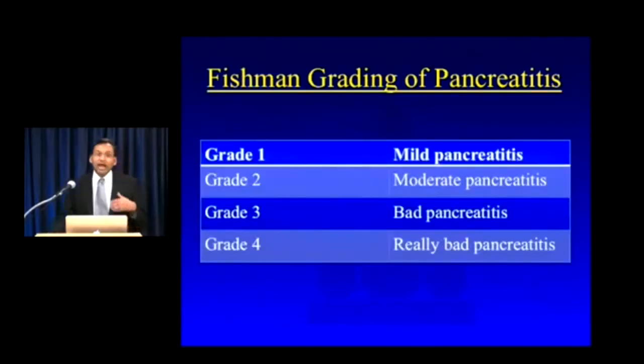Now, as I mentioned, I don't use the revised Atlanta classification. I use the Fishman grading system, which is honestly probably much more practical and what the clinician wants to hear. They really want to know, based on the CT scan, is this mild, moderate, bad, really bad? In other words, how well or how poorly is my patient likely to do?